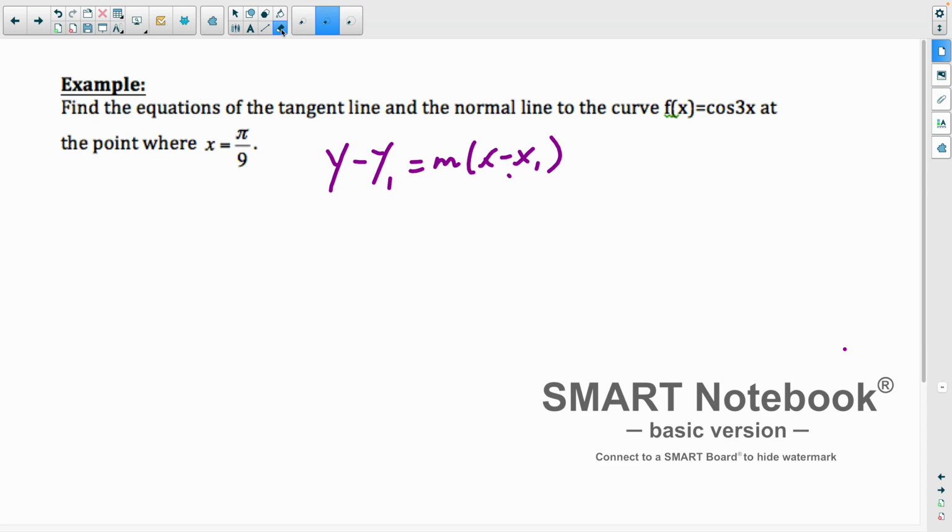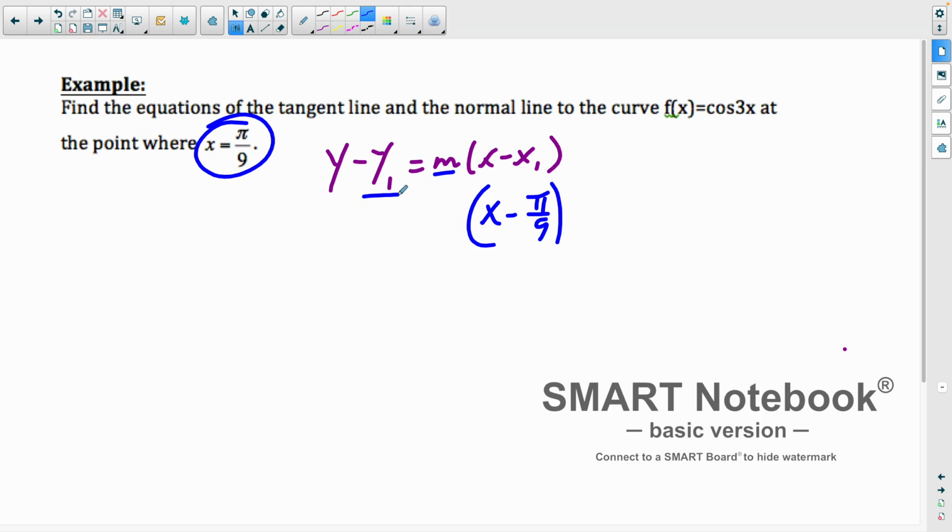And so if I look and see what I have here in this problem, the thing that they gave me is they gave me x is equal to pi over 9. So I could plug that in right now, x minus pi over 9. Now, a couple things I got to go find. Two things specifically. I got to find the slope and I have to find the y value. I'm going to find both of those by plugging in the pi over 9. It's just a matter of where I plugged it in.